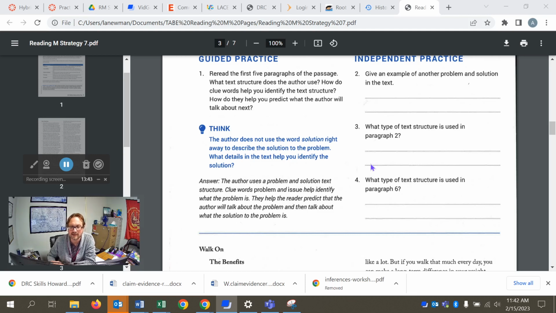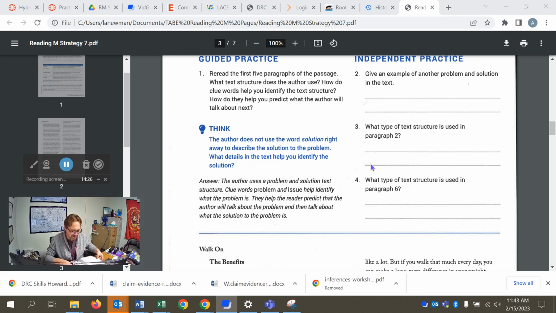All right, so our answer says the author uses a problem and solution text structure. So the problem is that housing is unaffordable for many families. A potential solution is Habitat for Humanity and what they do. Clue words, problem, and issue help identify what the problem is. They help the reader predict that the author will talk about the problem, and then talk about what the solution to the problem is. And so, yeah, if there's detailed description of a problem in a text, then there's almost a promise implicit in there that they're going to propose a solution, or more than one solution to it.